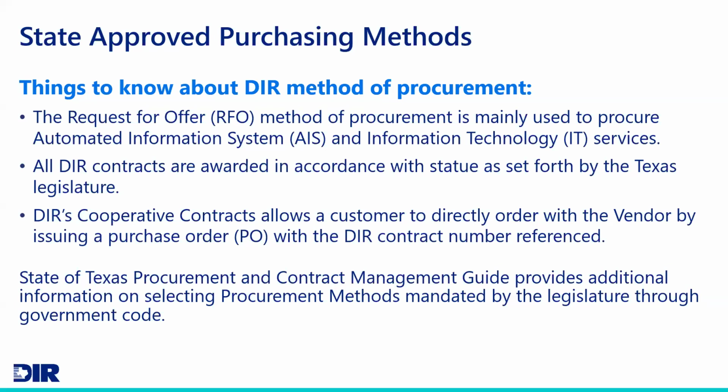Also, all of our DIR contracts are awarded in accordance with statute as set forth by the Texas legislature. So we do follow the state competitive bid processes. Our cooperative contracts program then allows you, our customers, to order directly with our DIR vendors by issuing your purchase orders directly to that vendor with that DIR vendor's contract number noted on your purchase order. You can also reference the State of Texas Procurement and Contract Management Guide, which provides additional information on procurement methods that are mandated by the legislature through any government codes.